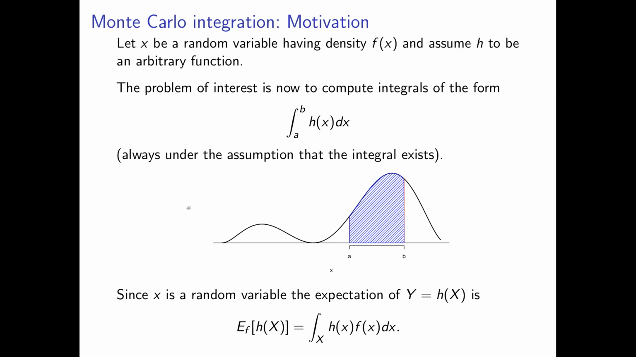So classically, if these x values would not be randomly distributed, this would amount to calculating the area under the curve h of x within the interval a to b. However, we have random variables now. So in this scenario of randomly distributed variables x, this transformation is actually calculating the expected value under the density f of h of x.